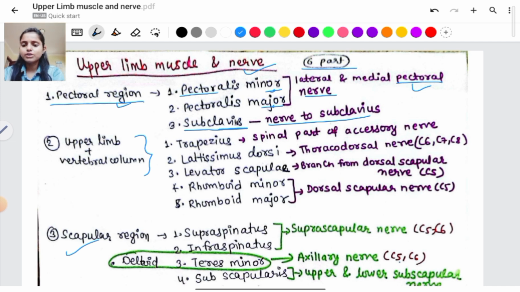The muscles connecting the upper limb to the vertebral column are the trapezius, which is supplied by the spinal part of the accessory nerve; latissimus dorsi, which is supplied by the thoracodorsal nerve, and the nerve roots are C6, C7, C8; levator scapulae, supplied by a branch from the dorsal scapular nerve, nerve root C5; rhomboid major and rhomboid minor, supplied by the dorsal scapular nerve, C5. So 5 muscles connecting the upper limb to the vertebral column: trapezius, latissimus dorsi, levator scapulae, rhomboid minor, and rhomboid major.